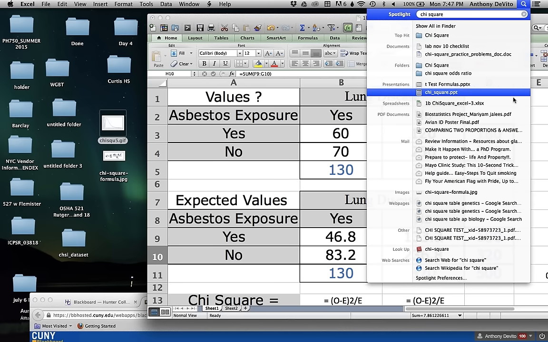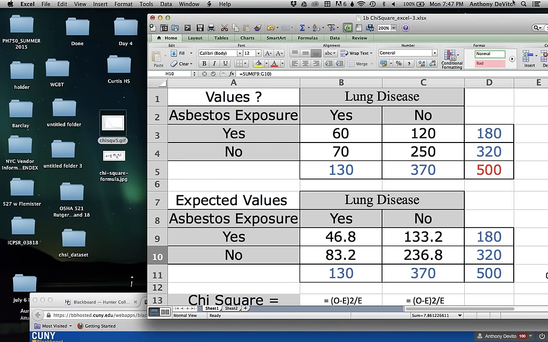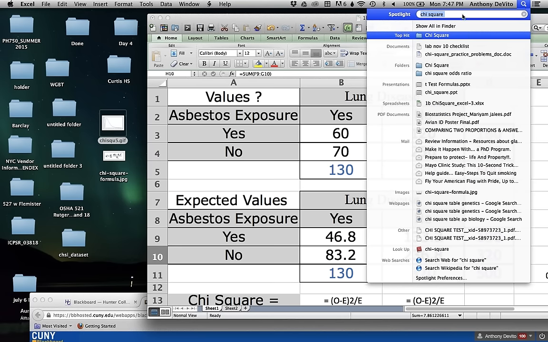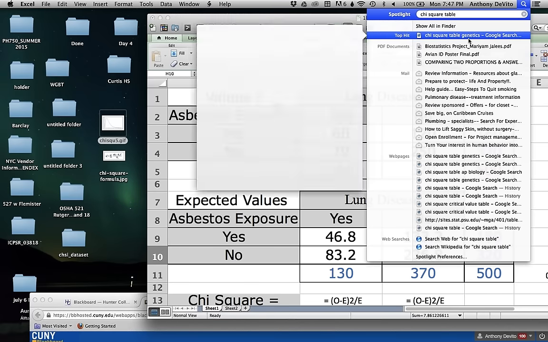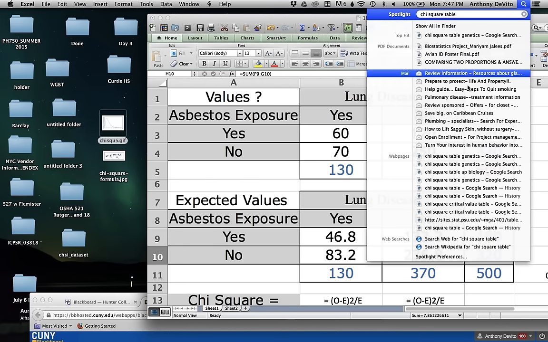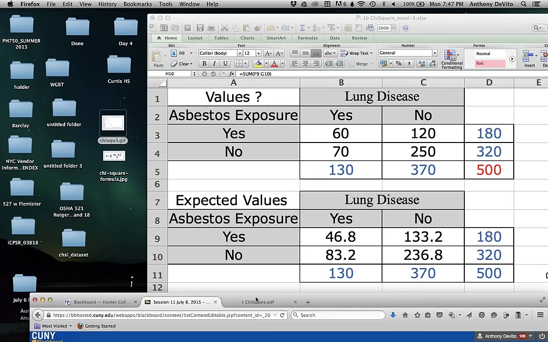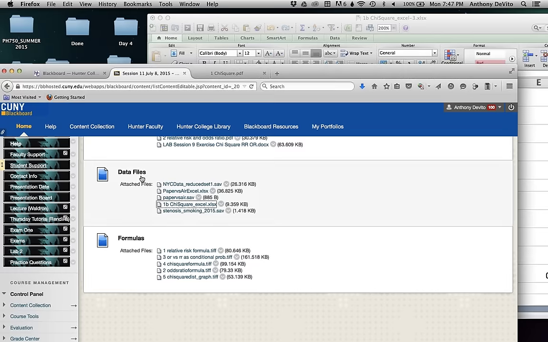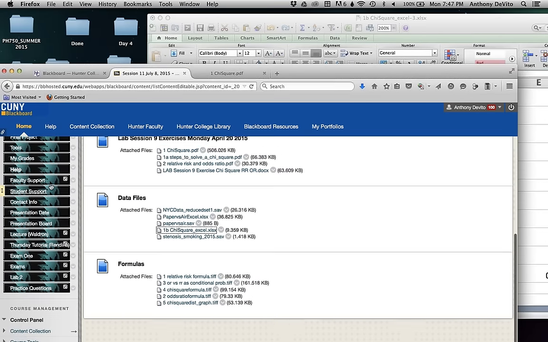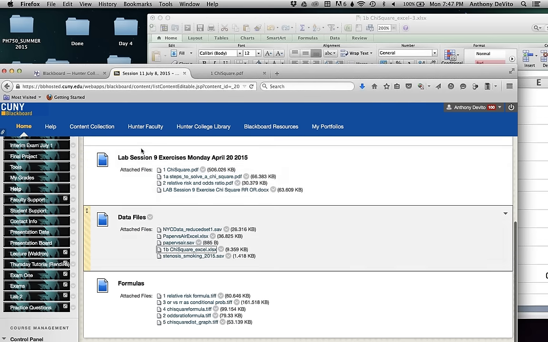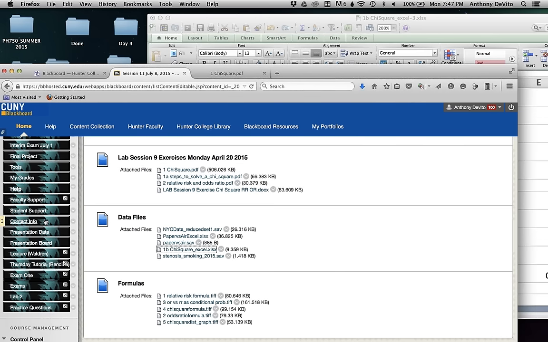Let me see if I can find it on here. Chi-square. Okay. Here it is. Let me see if I have it on Blackboard. We're going to be going over this in a lot more detail next week and using SPSS to solve. I'm going to show you a quick example of using SPSS to solve it today. But we're going to get into more detail on this stuff.